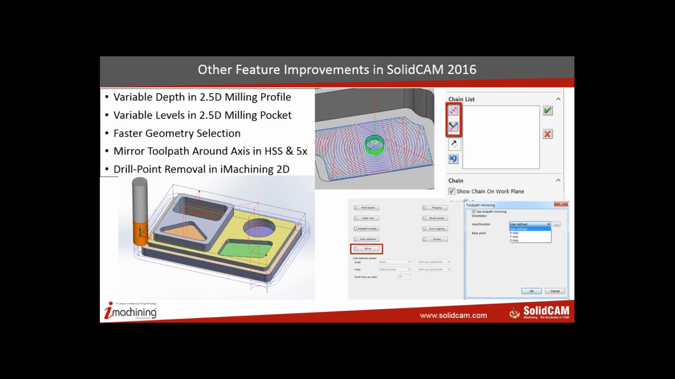We also have the ability to choose your geometry faster in 16 than in previous versions. You can mirror toolpaths around the various axes in HSS and 5-axis mode, and we have the drill point removal in iMachining 2D, which is a handy feature. We're not doing any air cutting to get down there. I will be demonstrating that later on in this webinar.